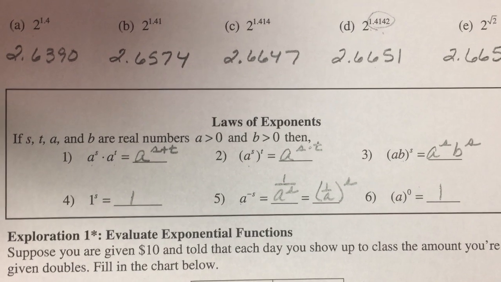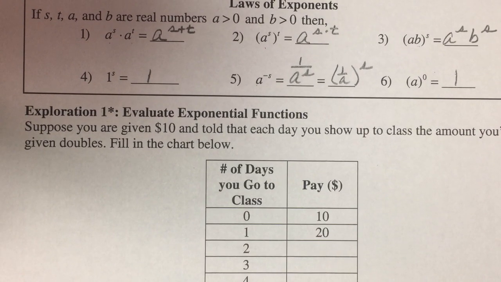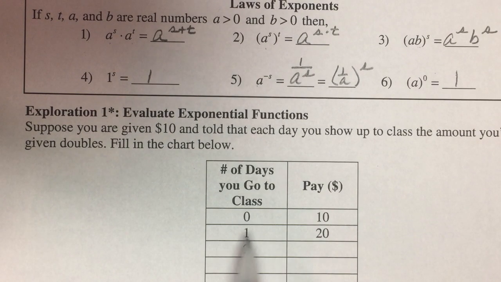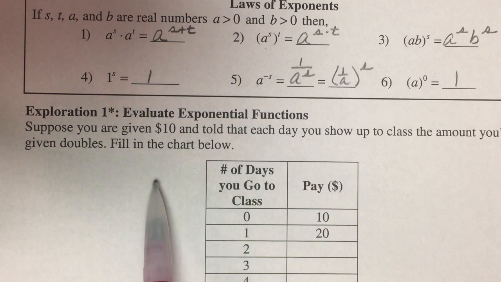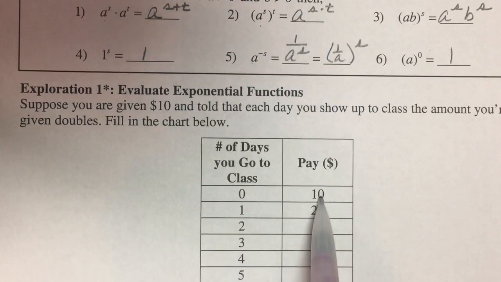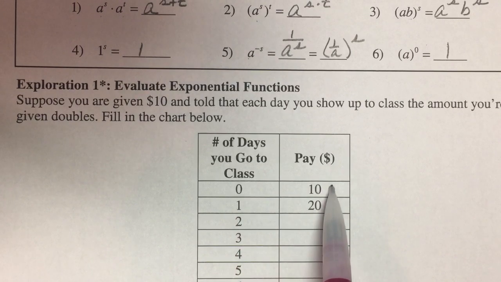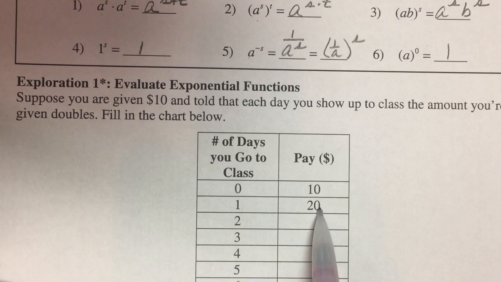Okay, so we're going to do this exploration, but we're not going to spend a whole lot of time on it. We'll do it pretty quickly. Suppose you're given $10 and told that each day you show up to class, the amount you're given doubles. We're not going to fill in the whole chart, but we'll fill in some of it. So you're given $10. So at time 0, you have $10. The next day, you're given twice that, which would be $20.